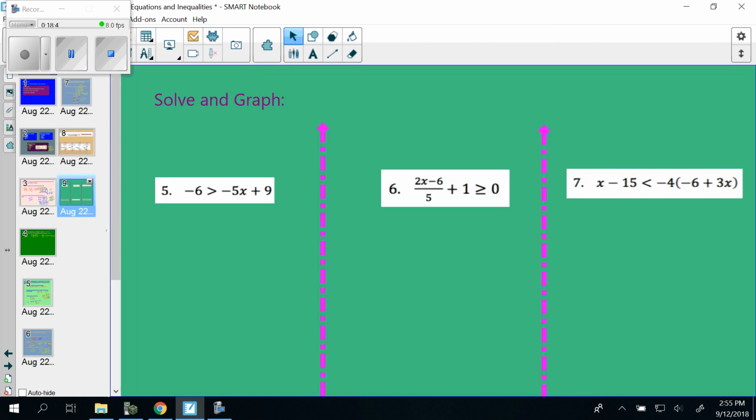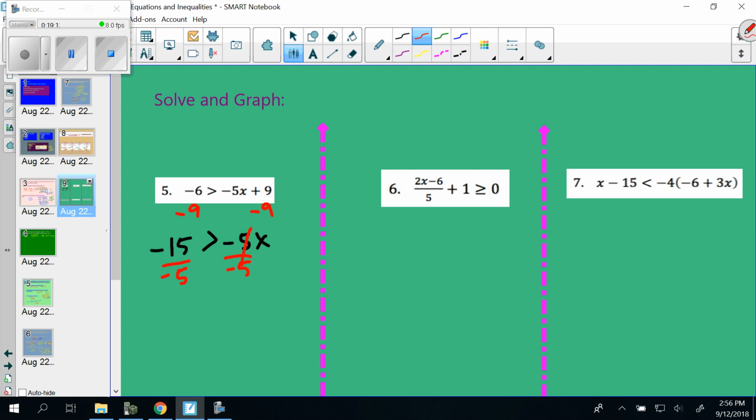Okay, so let's solve and graph a couple of these. Number 5, if this was an equation, our first step, try to get the variables by themselves. They already are, then try to get the numbers on the other side. To do that on here, looks like we'd minus 9. Okay, so now we got negative 5x on the right. Subtracting 9, we get negative 15. Divide by negative 5.